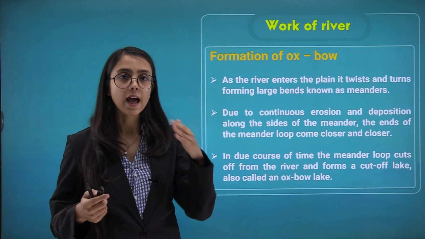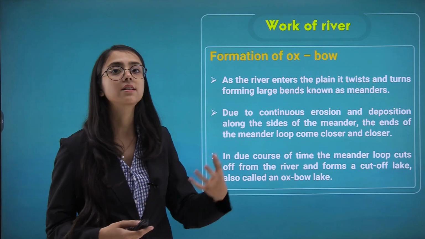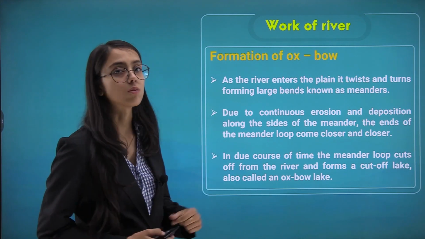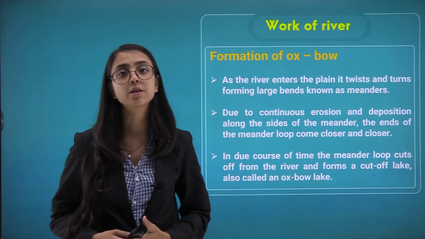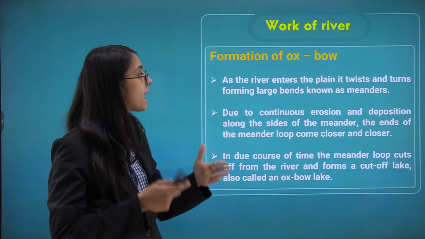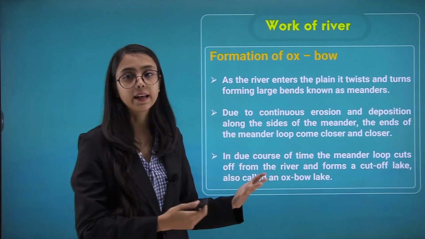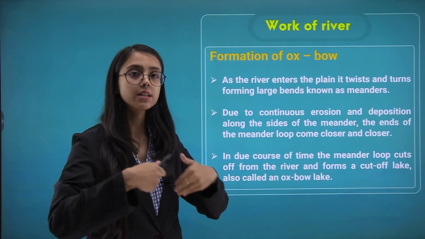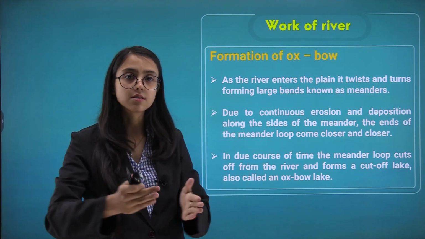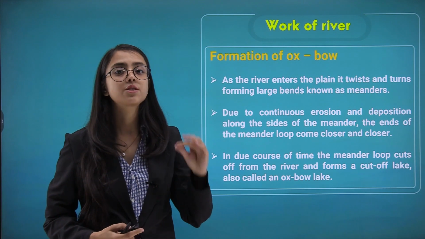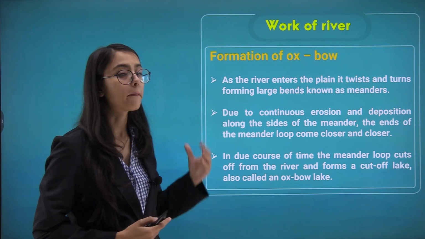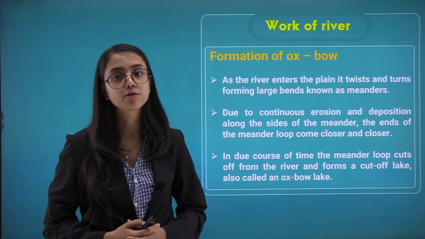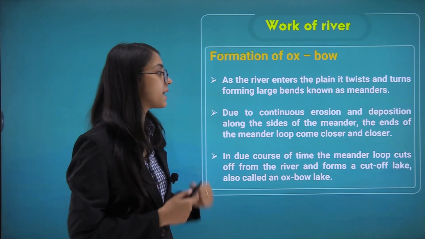Work of a river. As a river flows, we have studied that it creates erosion and deposition of soil, but it also forms an oxbow. Now we will study what is an oxbow. As a river enters a plain, it twists and turns. The river never flows in a straight way. There are turns and twists. These bends are known as meanders.